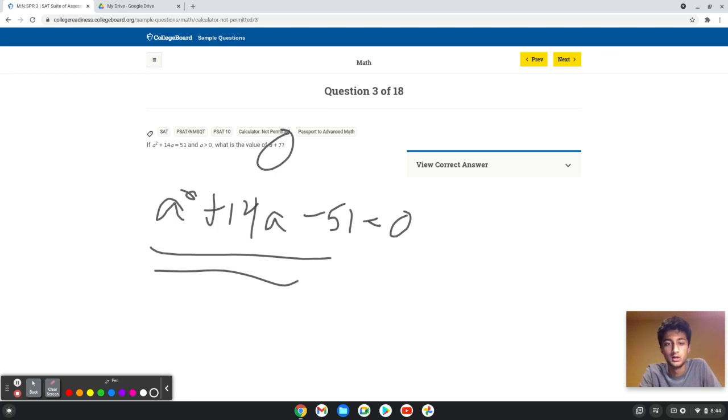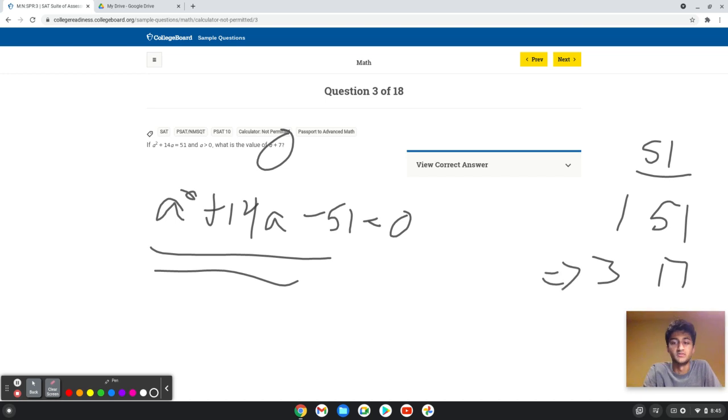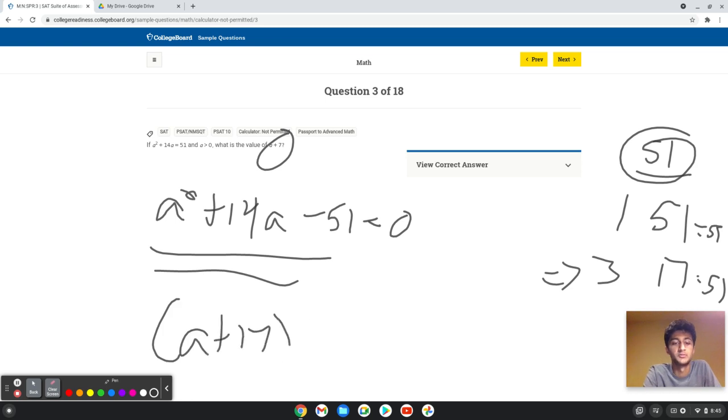You want to think about factors of 51. It doesn't look like there are too many. There's 1 and 51, 3 and 17. Remember, by factors, I mean 1 times 51 is 51, 3 times 17 is 51. I don't think there's anything else, no other prime numbers or numbers I can think of that are factors of 51. So 3, 17. Oh, let's think about it. 17 minus 3 is 14. So your factored form should look something like this.